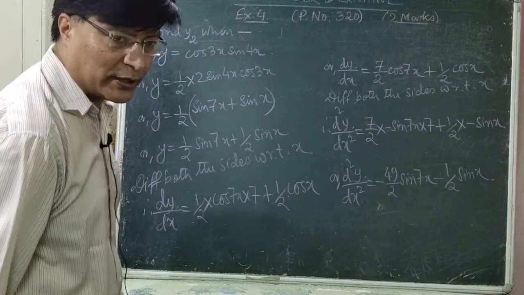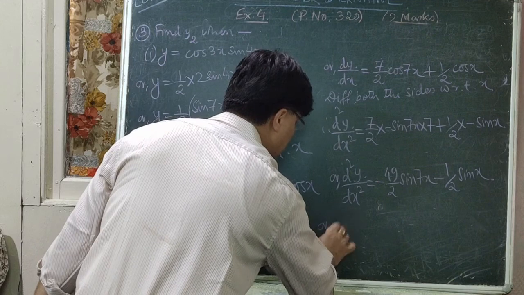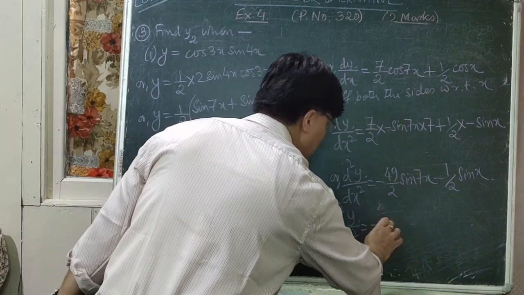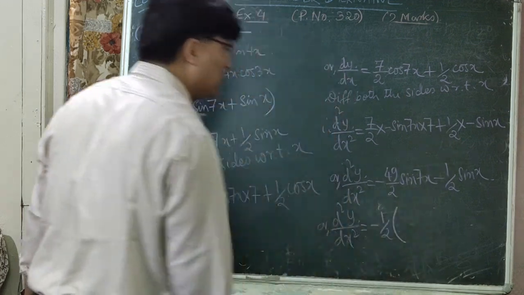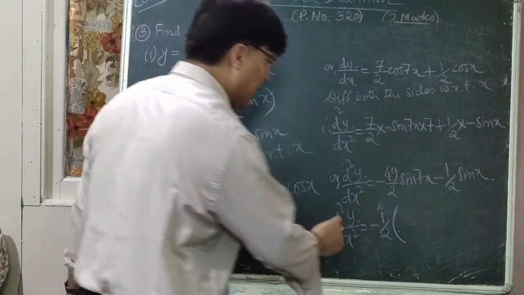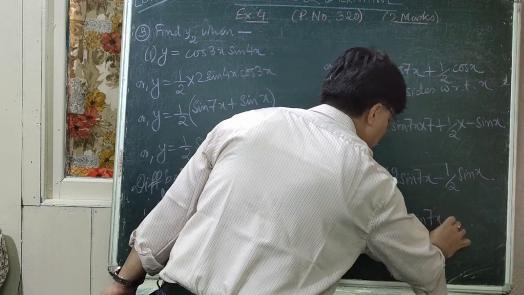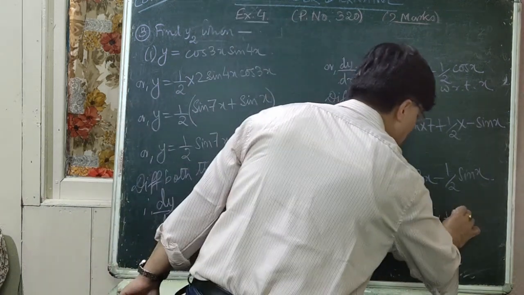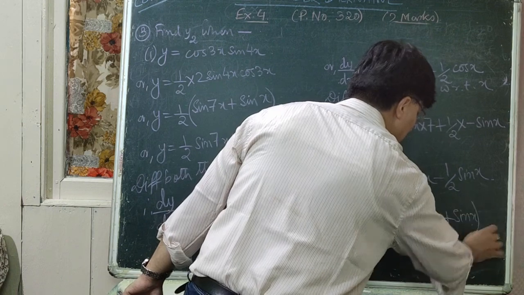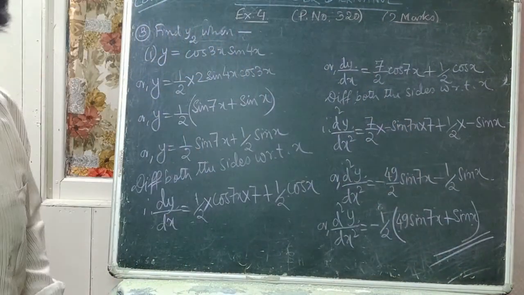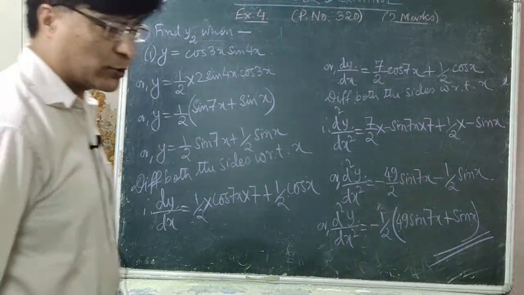Or you may take common here. What is common in this case? So d2y by dx square is equal to minus half taken common. Within the bracket, what do we have? We have 49 sine 7x, plus, and this is your sine x. So this is the final answer. You can copy it. Now we'll do the next question.